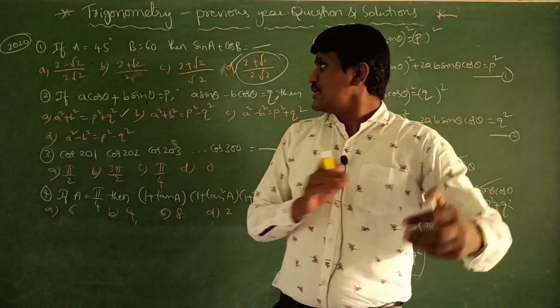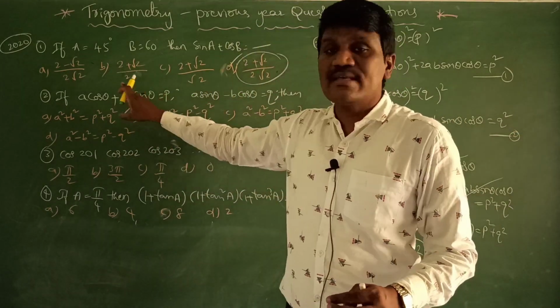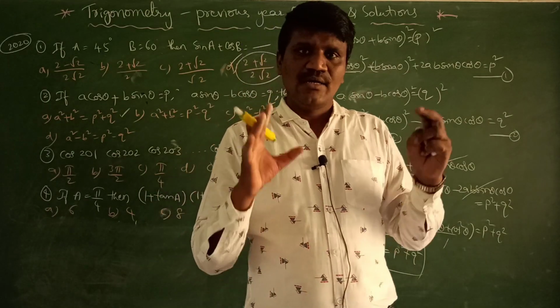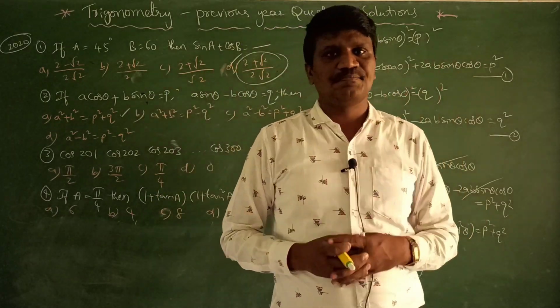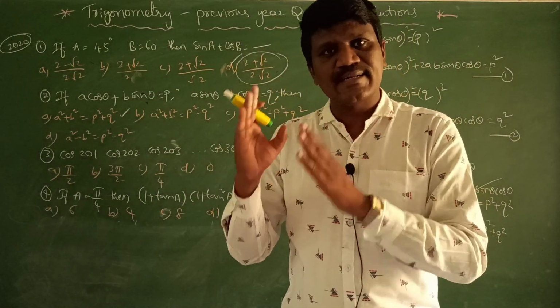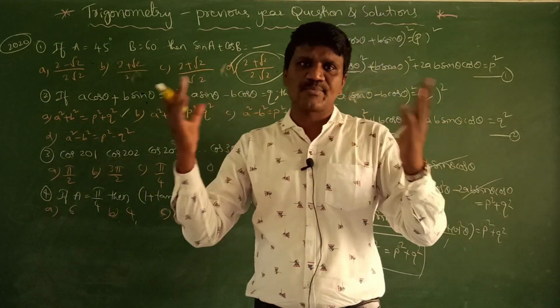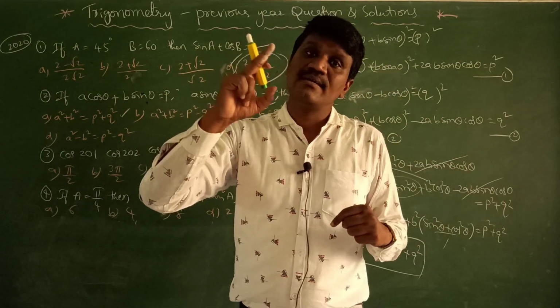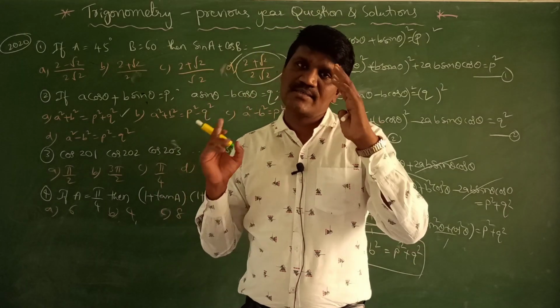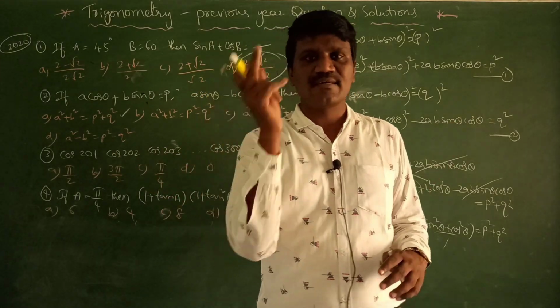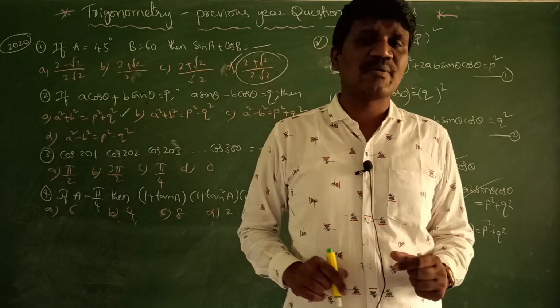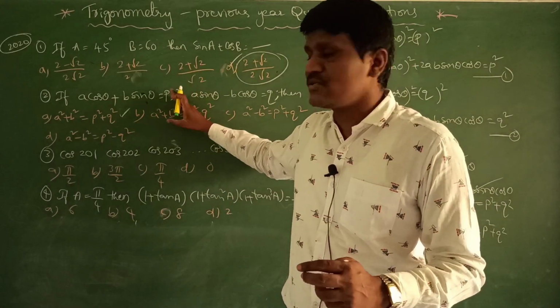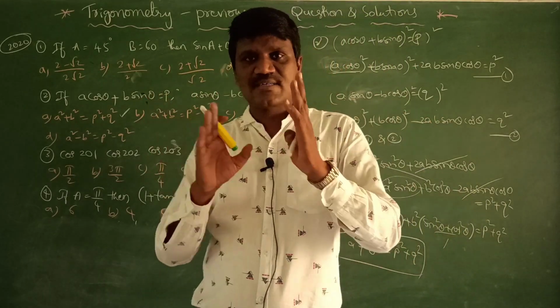So remember students, if the question is related to sin theta and cos theta, square on both sides and add it. If it is related to secant theta and tan theta, square on both sides and subtract it. If it is cosec theta and cot theta, square on both sides and subtract it, and you will get the answer. In each and every question paper, this question is present based on this topic. So I hope all of you understand.